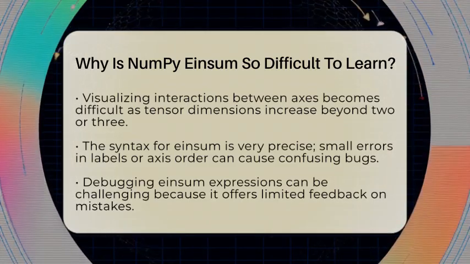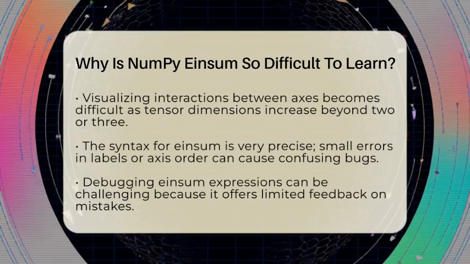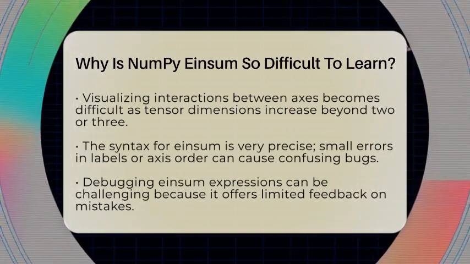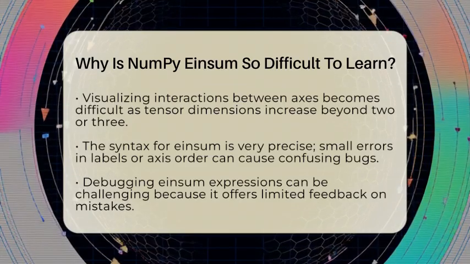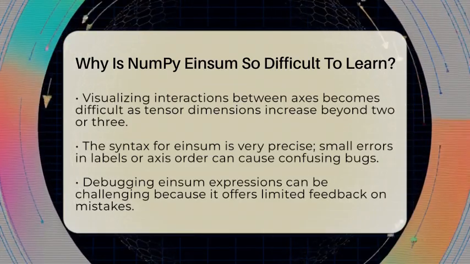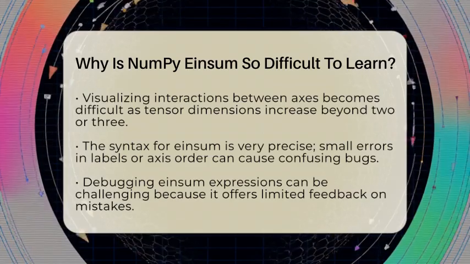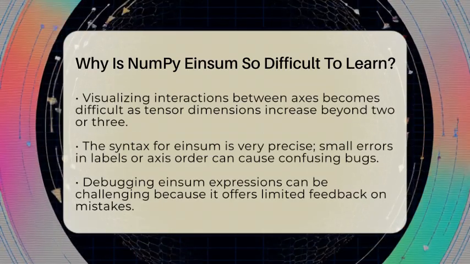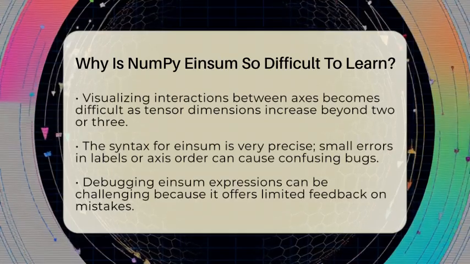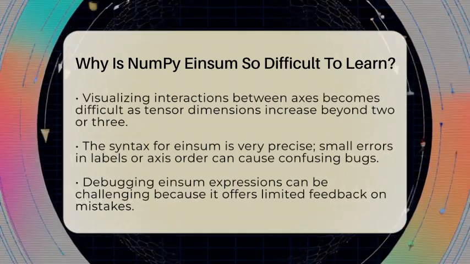Another challenge is that the syntax for Einsum is very precise. A small mistake in the string of labels or the order of axes can cause errors that are not always obvious. Since Einsum is so flexible, it doesn't always give clear feedback about what went wrong. Debugging can become a puzzle, especially if you're trying to optimize for performance or correctness. You might spend a lot of time tweaking the notation just right.